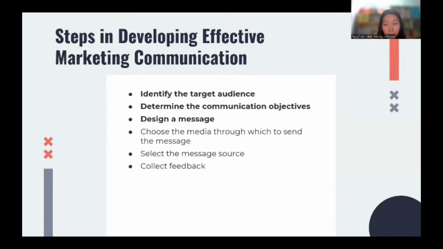The third one is design a message. When putting a message together, the marketing communicator must decide what to say, which is message content, and how to say it, which is message structure and format.